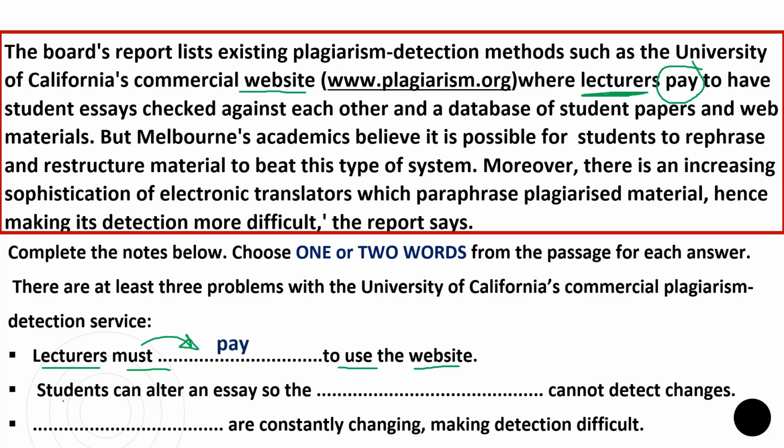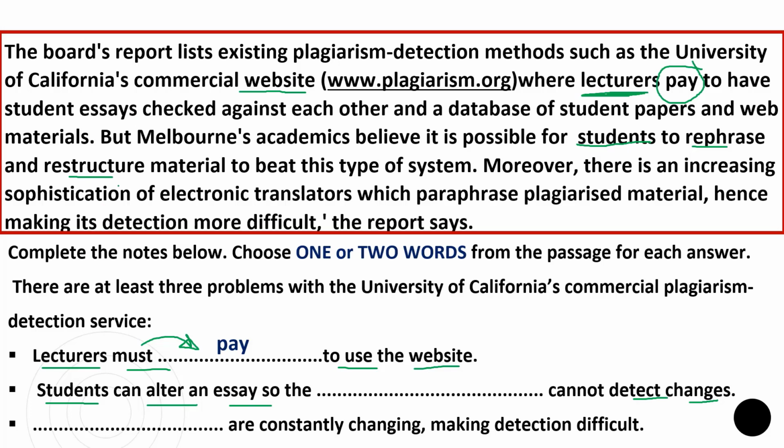Question 2. Students can alter an essay so the (space) cannot detect changes. We have students here, alter, essay, detect changes. Let's move to the next sentence and try to locate the words quickly. So we have students. And we have rephrase and restructure. Actually, rephrase means phrase again or do some changes on phrasing and change the structure. And this means alter. So this is the sentence.